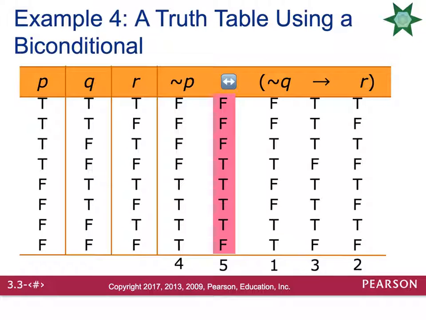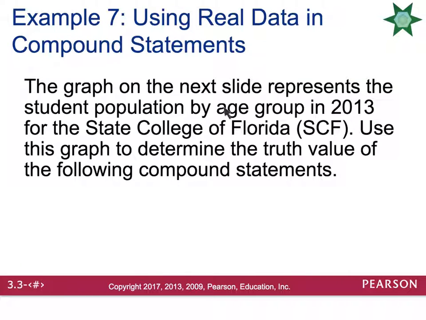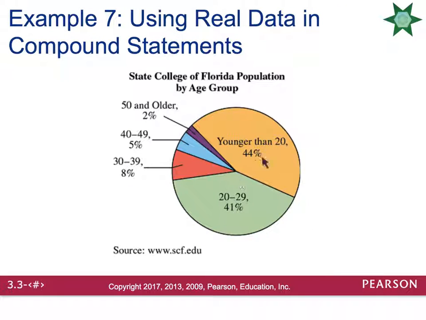And you can see the steps are numbered here. That would be the first step, second step, third step, fourth step, fifth step. Okay, so let's look at an example. We have a graph in the next slide that represents student population by age group in 2013 for the State College of Florida. We want to use the graph to determine the truth value of the compound statements that are given. So here's our graph.